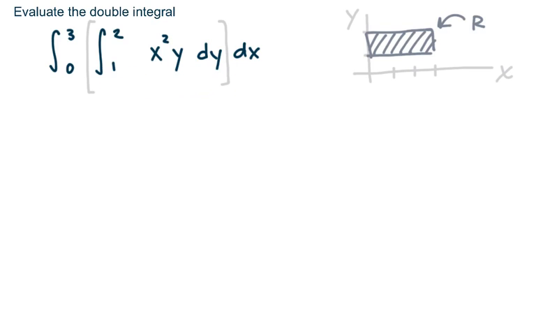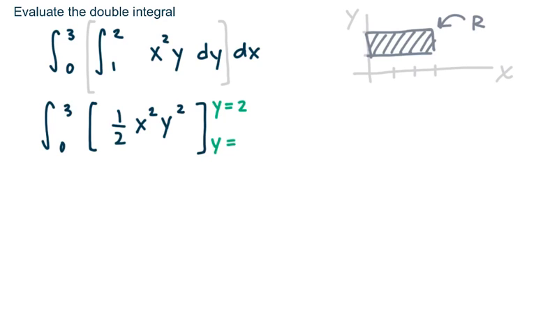So integrating in here, we're integrating with respect to y. That means we treat x as a constant. So I still have my integral from 0 to 3. And if I integrate y, that's going to be y squared over 2. So I have 1/2 x squared y squared. And remember, these represent y values, so I'm going to evaluate y from 2 to 1.